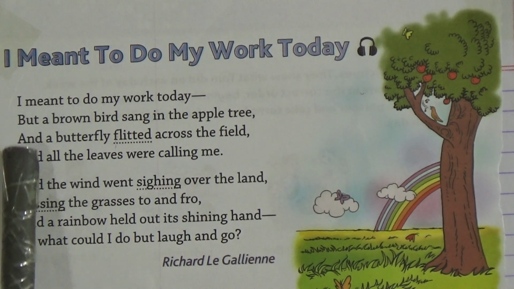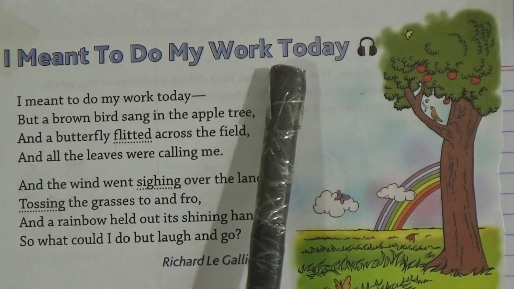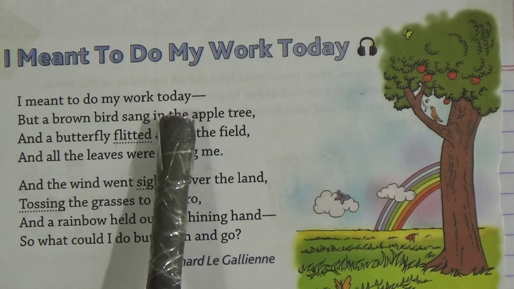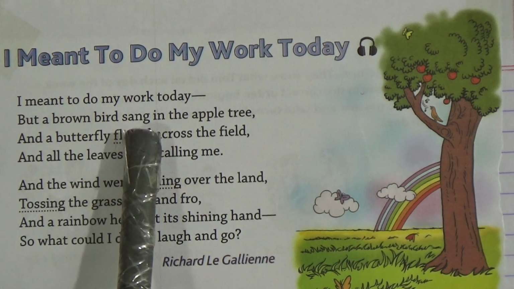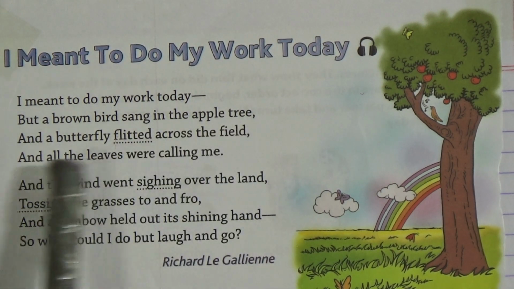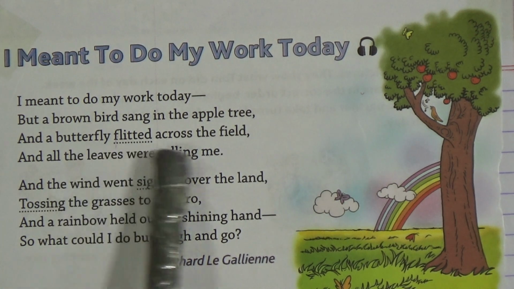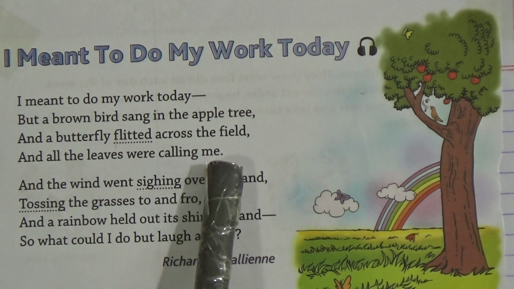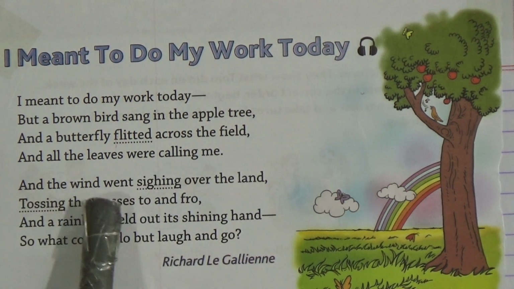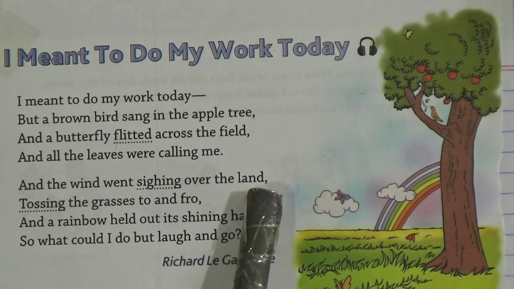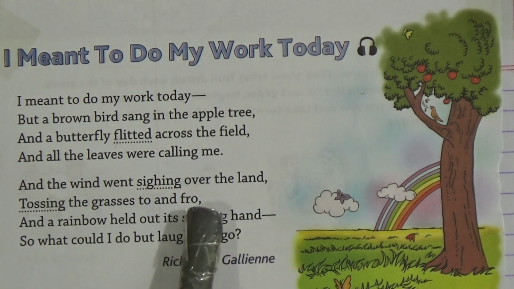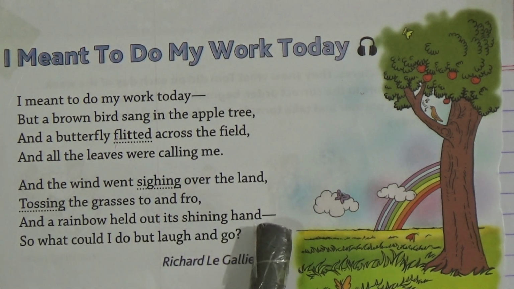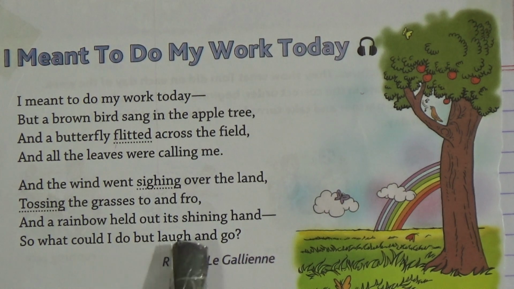So let's start reading. I meant to do my work today by Richard Le Gallienne. I meant to do my work today, but a brown bird sang in the apple tree, and a butterfly flitted across the field, and all the leaves were calling me. And the wind went sighing over the land, tossing the grasses to and fro, and the rainbow held out its shining hand. So what could I do but laugh and go?